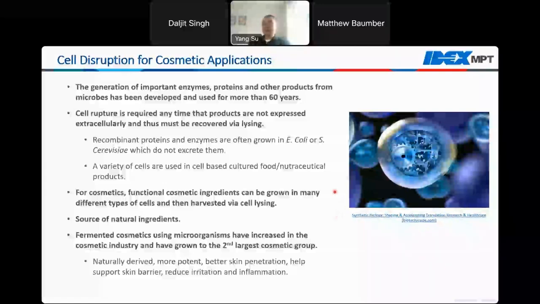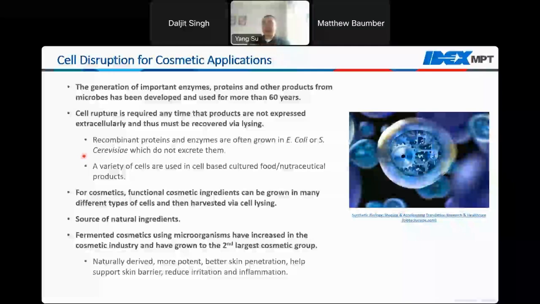Some of the very common cells used, whether for the bioindustry or for the cosmetic industry, are bacterial cells and yeast cells. So for bacterial cells, E. coli is one of the most commonly used, I would say. And for yeast cells, a typical baker's yeast or brewer's yeast is also very widely used.